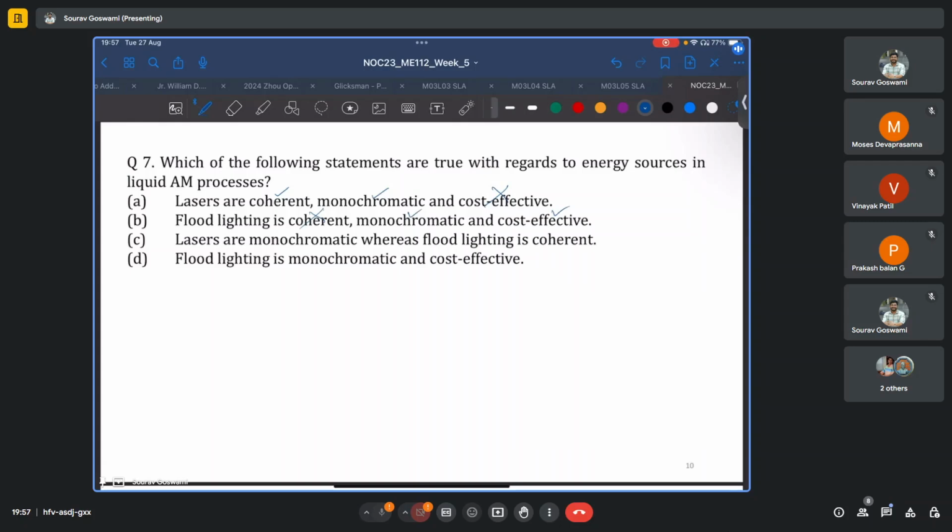Lasers are monochromatic, whereas floodlight is coherent. As we already saw, floodlight is not coherent, so this is wrong. It only leaves option D. Let us see if it is correct. Floodlighting is monochromatic and cost effective. This is correct. So option D is the correct pick here. We have to be careful as mostly the assignment questions are of multiple correct type. So we must examine each statement for its own merit.